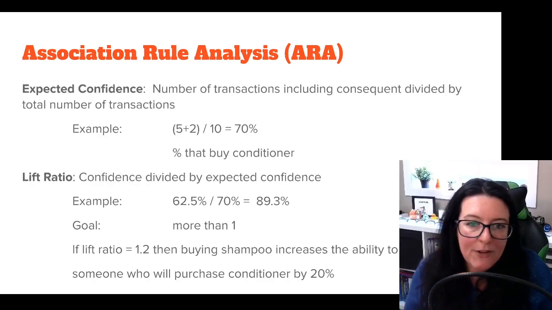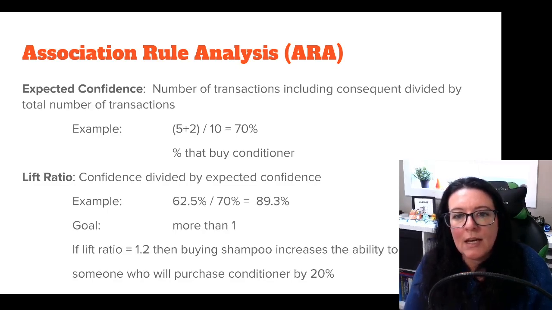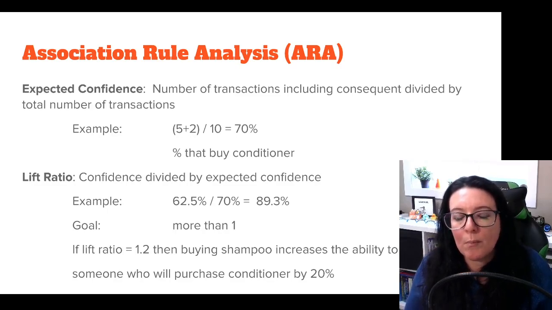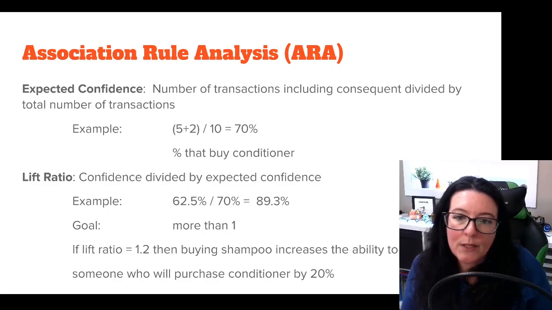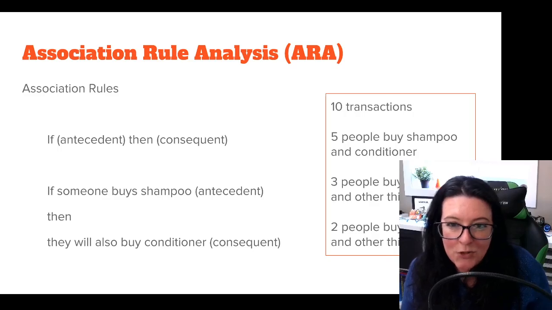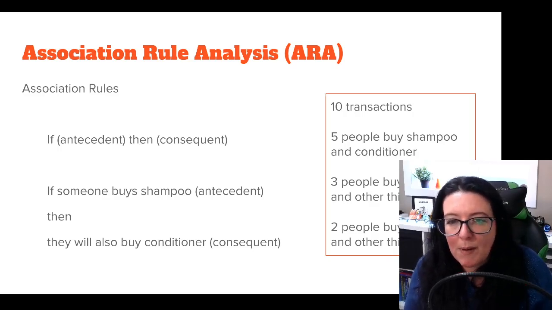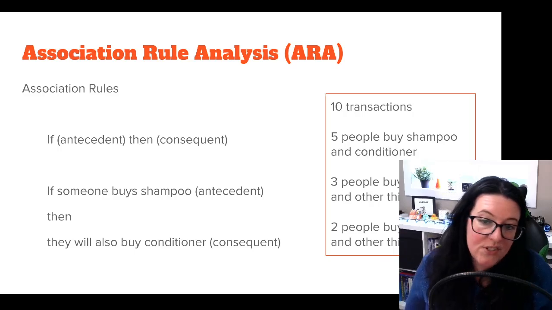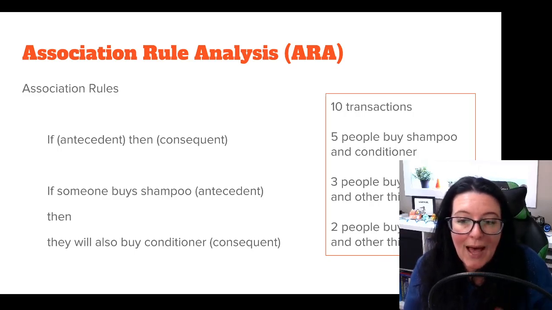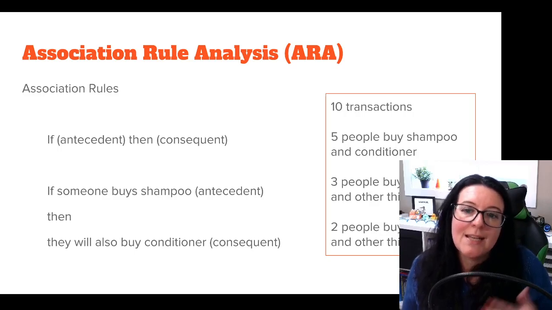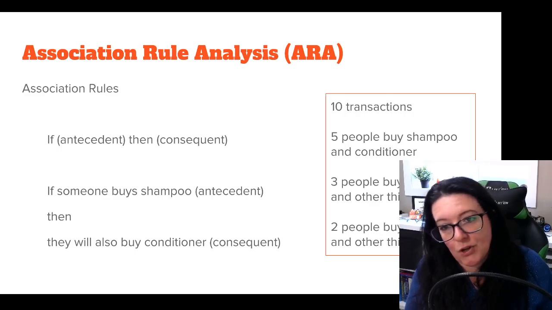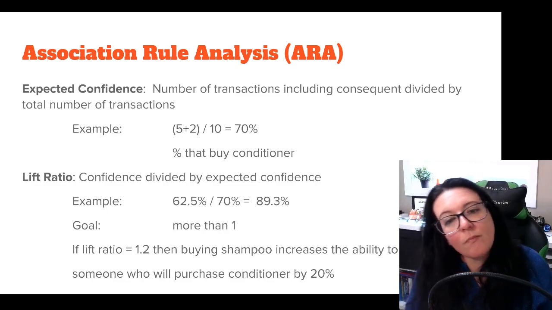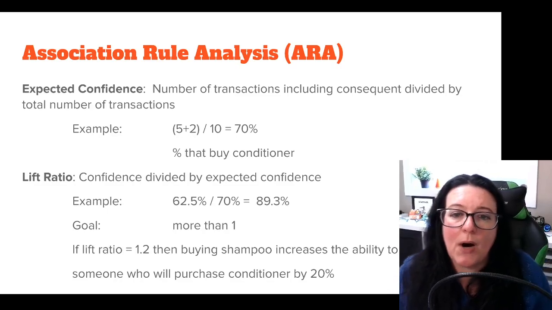Expected confidence is the number of transactions including the consequent, so here buying conditioner, divided by the total number of transactions. If we go back to our 10 transactions, we had 5 times where people bought shampoo and conditioner, and 2 times when people bought conditioner and some other stuff, but didn't buy shampoo. So out of the total 10 transactions, 7 out of the 10 bought conditioner. That's our expected confidence: 5 plus 2 divided by 10, 70% bought conditioner.